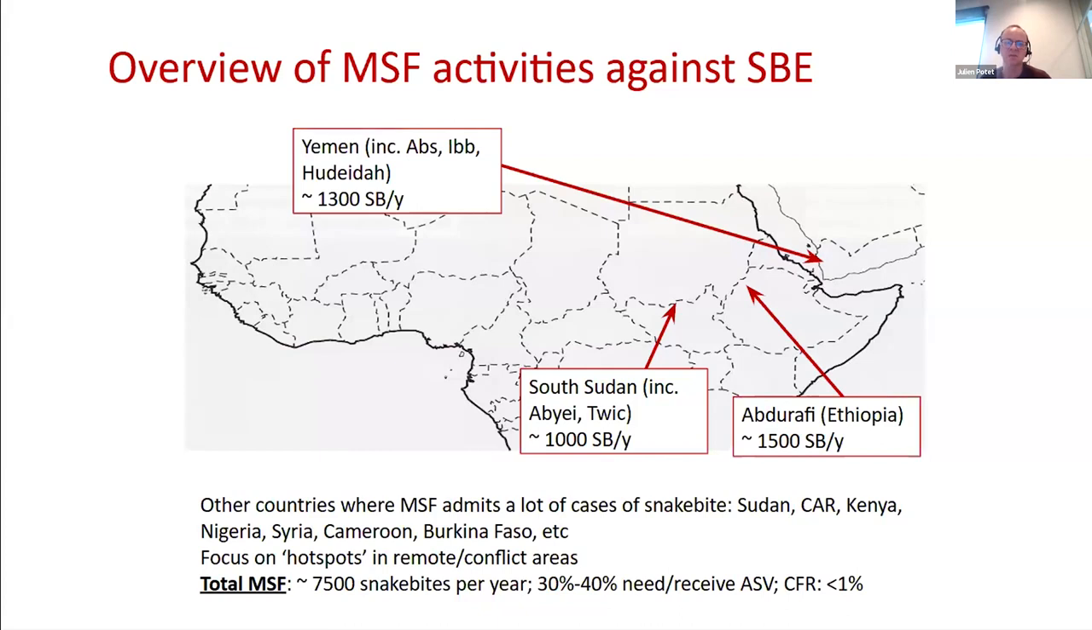Most of our operations are in remote areas or in regions that are afflicted by conflicts. And generally speaking, on an annual basis, we admit more than 7,000 cases of snakebite, and less than 40% of them actually need antivenom therapy. More than 50% of them do not need antivenom therapy because it's either mild envenoming or dry bites. And our case fatality rate is estimated to be below 1%, probably below 0.5% globally. Next slide.